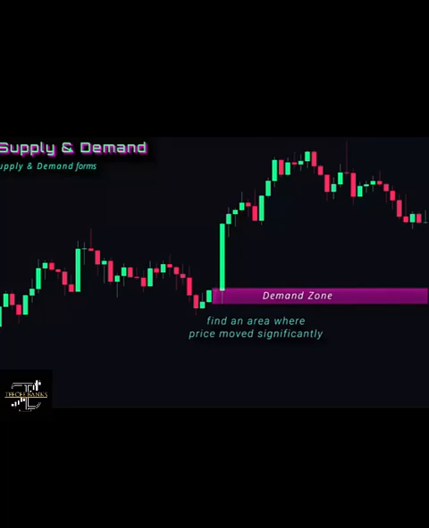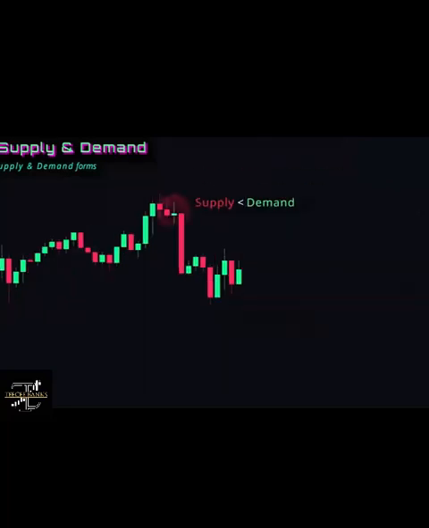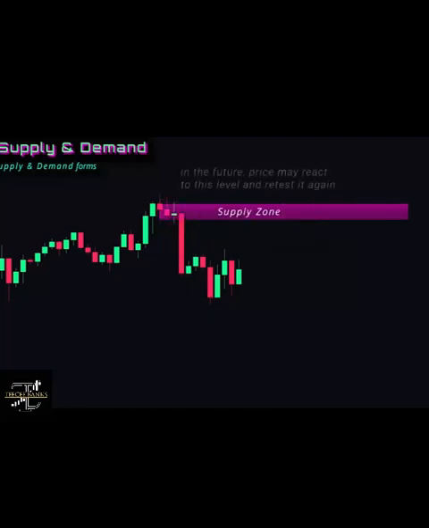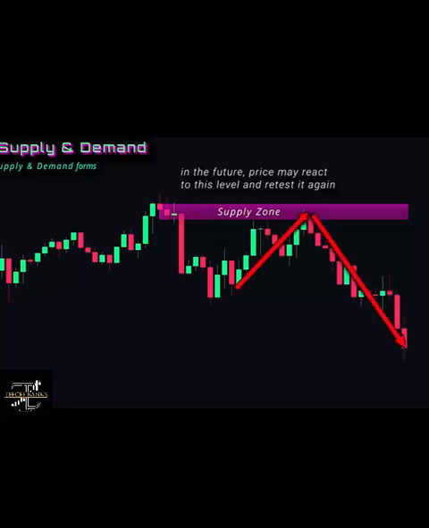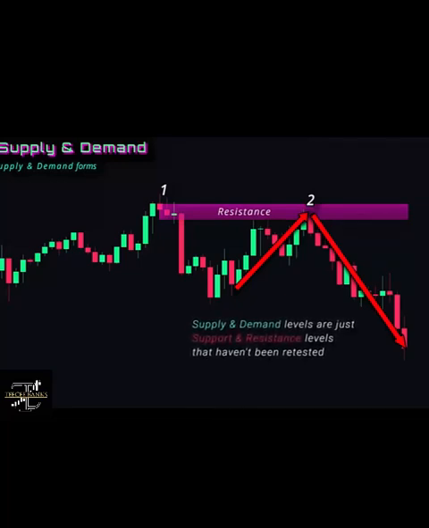Same thing with supply level. So here, we can see that supply clearly exceeds demand, as shown by price heading downwards after hitting this level, which means that smart money or big institutions are selling heavily at this price level. Because of this, we can immediately draw a supply level here. Now in the future, price may actually react to this level and retest it. Like in this example, we can see that price hits this level and reverses downwards. And so, because price has now retested this level twice, the supply level now becomes a resistance level. So to summarize, supply and demand levels are actually just support and resistance levels that haven't been retested yet.